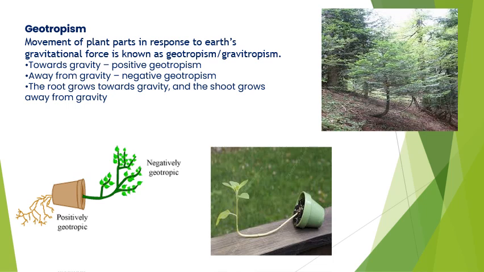I already told you this response is mainly regulated by hormones like auxin. In plants, it is responsible for the gravity response. So this is regarding positive as well as negative geotropism. I am showing you the real picture here. You can see how the root is positively geotropic, and the shoot is negatively geotropic, growing away from gravity.